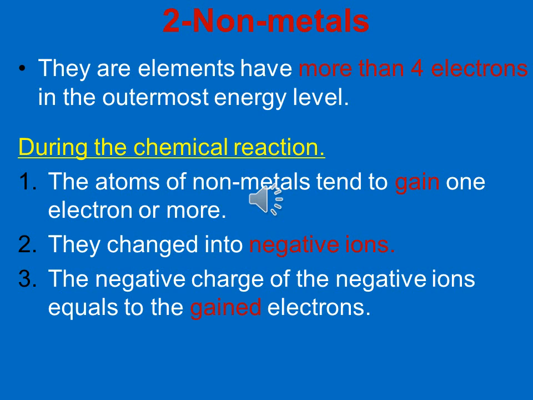So nonmetals gain electrons, and when they gain electrons, they convert to negative ions. So nonmetals make negative ions, and the negative charge of the ion equals the number of gained electrons. If the atom gains 1 electron, it will carry 1 negative charge. If it gains 2 electrons, it will carry 2 negative charges. If it gains 3 electrons, it will carry 3 negative charges.